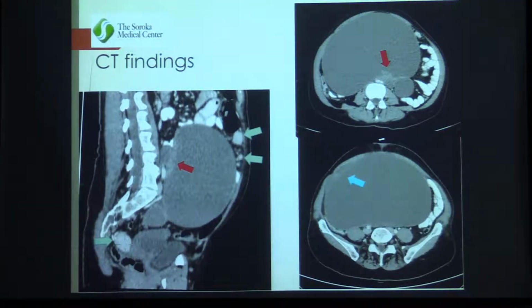CT was done, and we see here the large, again, central abdominal cystic mass, which is not quite as fluid dense as the urinary bladder. We see the red arrows pointing to this papillary projection, as well as some thickening of the septum on the posterior wall, and some thin septations on the right lower wall. And then we also see these green arrows showing multiple solid, hyperenhancing, round and oval peritoneal implants, which we weren't quite sure what those were.